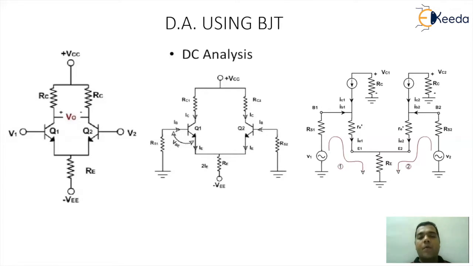Now when you talk about the currents, every transistor will have its own independent current. The collector current is defined by IC, the base current by IB, and the emitter current by IE. If you observe carefully at the lower end where both the emitters are shorted, the two emitter currents merge together and form a current of twice IE flowing through RE.